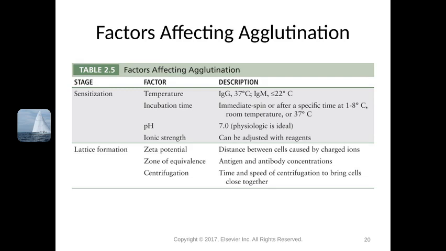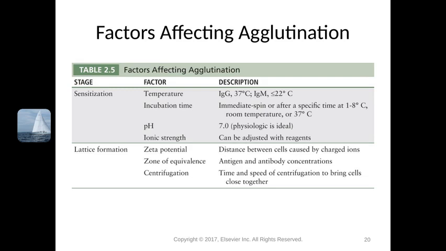So when we look at what affects lattice formation, how far the cells are apart is caused by our charged ions, and that will actually be determined by our zeta potential. We also need good, equal antigen and antibody concentrations to create a zone of equivalence, and the time and speed of centrifugation to bring the cells closer together. So we need to have them at optimum temperature, optimum pH, and as close together as we can get them for a good antigen-antibody complex to form.